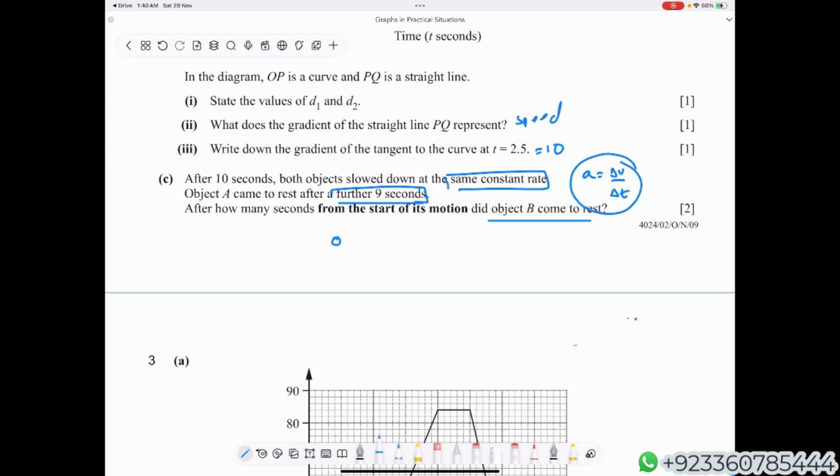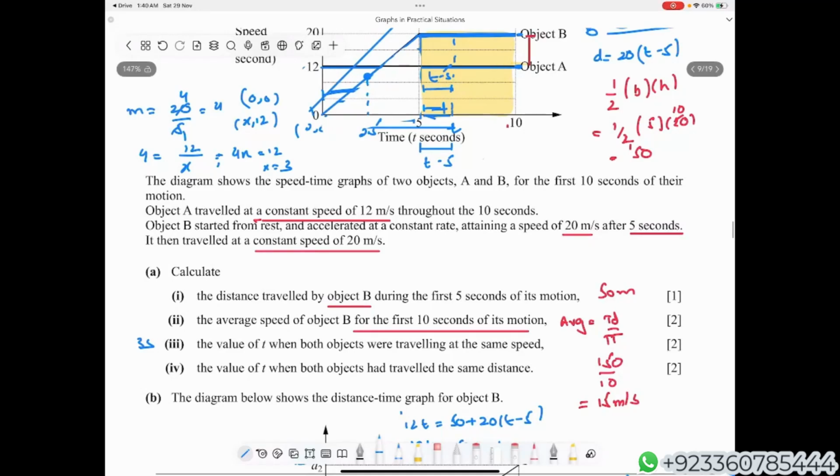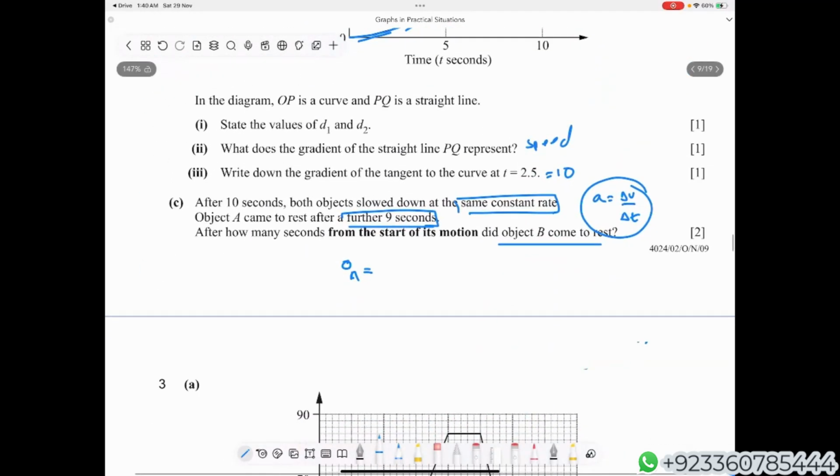So object A की जो acceleration होगी, change in speed क्या हो जाएगा? Because they come to rest, it's starting from 12. So change in speed is going to be 12 minus 0, which is 12, and time उसको कितना लगता है? उसको 9 seconds लगते हैं. So this is the acceleration of object A. Because it's slowing down, it's going to be negative. So 3 4s are 12, 3 3s are 9. So minus 4 by 3 is the acceleration of object A.